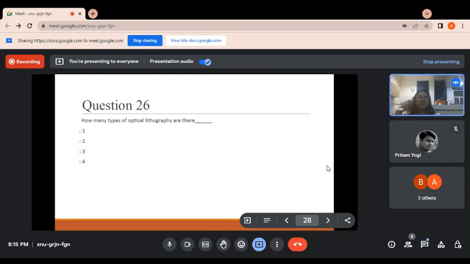Next question, how many types of optical lithography are there? 1, 2, 3 or 4? Two. Any other answer? Banala Sindhu? Have you heard about printing lithography or something?